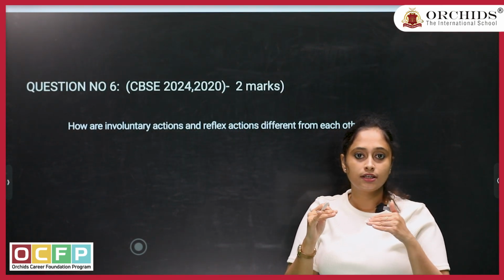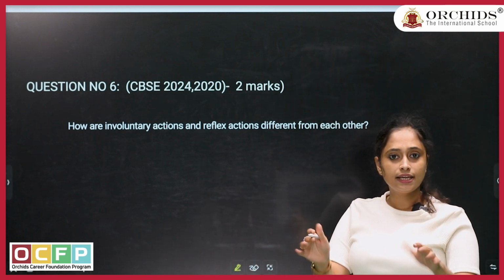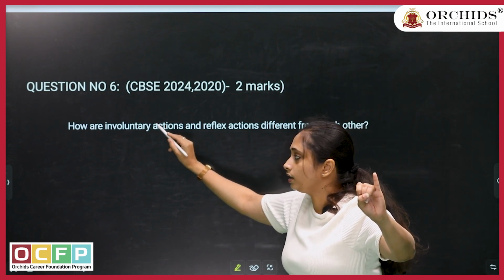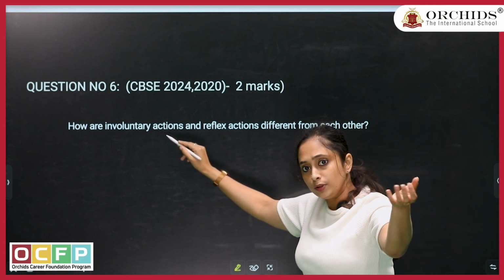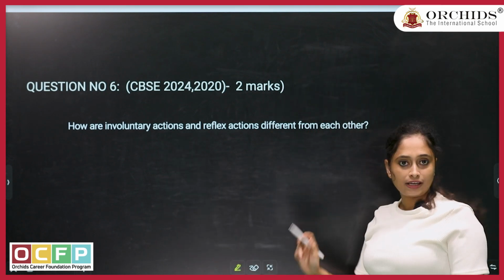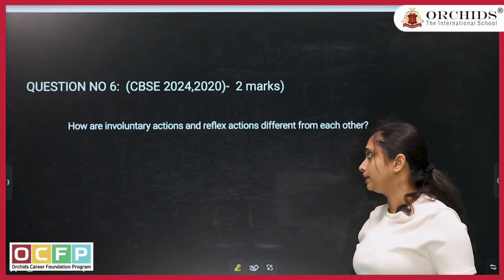So, make a box. It will be better for you and it will be easy for you. If you are making a box, you can easily get the points. First point again, one is controlled by the brain. The part medulla or hindbrain is controlling the involuntary action, and reflex action is controlled by the spinal cord. It is not controlled by the brain.